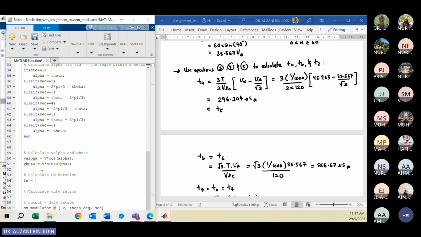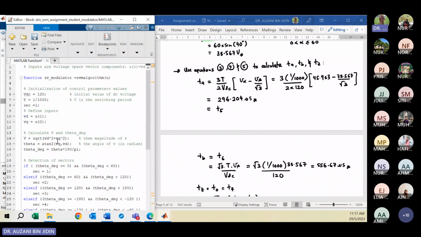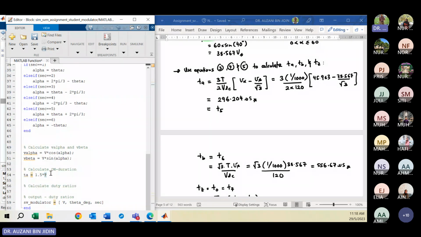TA is 3 divided by 2, which is 1.5. Then you multiply by T, the switching period. Remember, you have defined the T variable above, based on the question given in the assignment. You need to design your modulator where the switching frequency must be 1 kilohertz. So T is the inversion of the frequency. Then you have T here. Then you need to divide by VDC, right? You have VDC here.